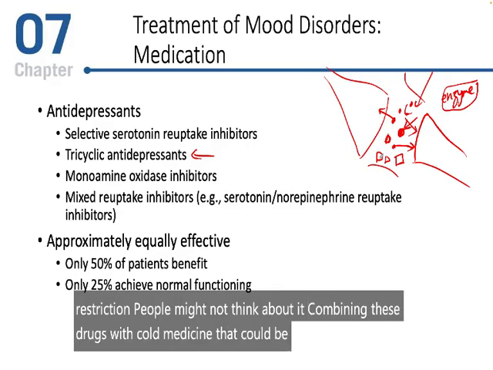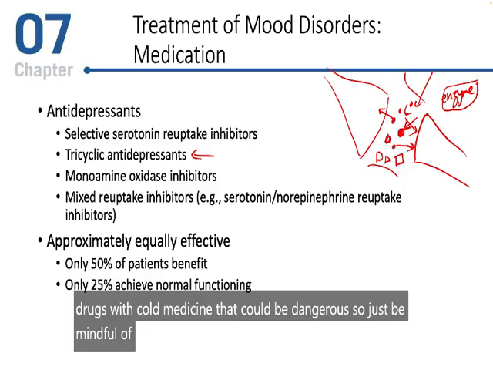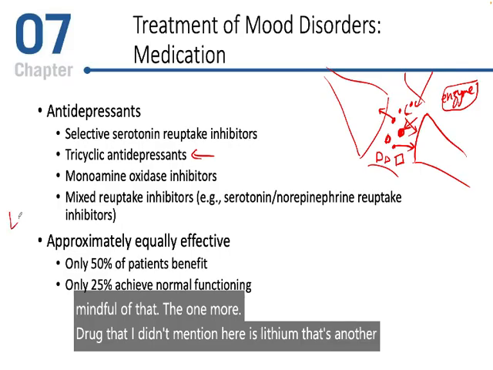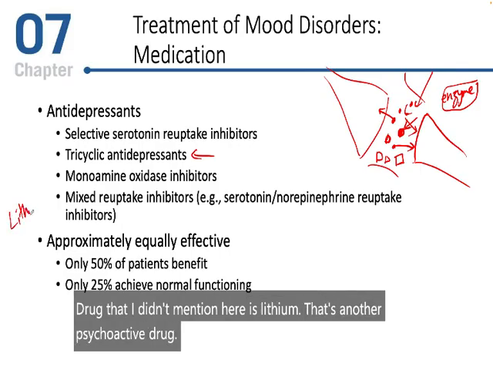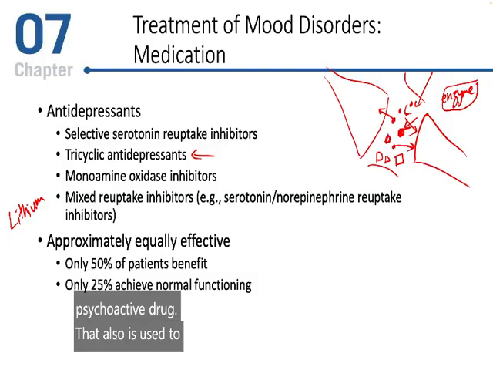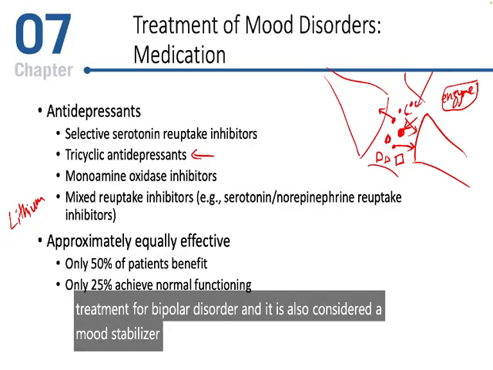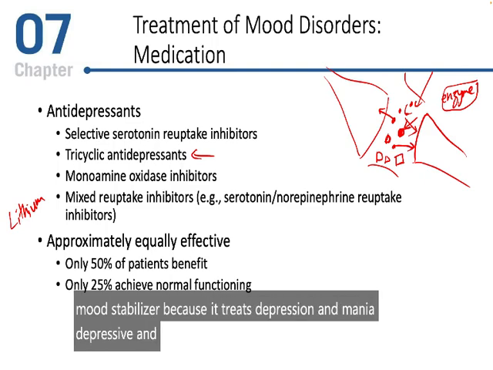So just be mindful of that. The one more drug that I didn't mention here is lithium. That's another psychoactive drug that also is used to treat bipolar disorder. That's a choice of treatment for bipolar disorder. And it is also considered a mood stabilizer because it treats depression and mania, depressive and manic symptoms. It also helps to prevent manic episodes.